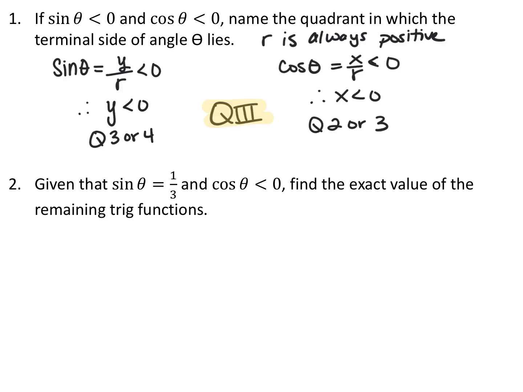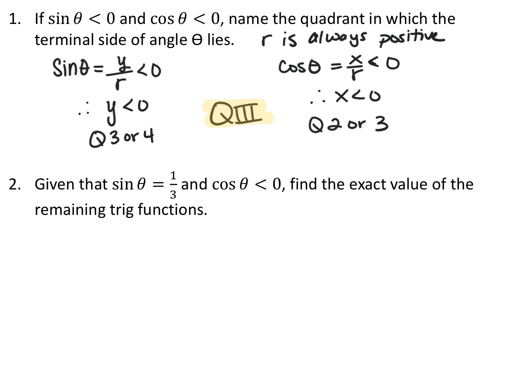So if sine is negative, that means that my y over r ratio is negative, and r is a distance, so it's always positive, so therefore my y coordinate must be negative, which means we must be in either quadrants 3 or 4. And if cosine is negative, that means your x over r ratio is negative, and again, r is always positive, so that means your x must be negative as well, which means you must be in quadrants 2 or 3. So if you have to be in quadrants 2 or 3 and in quadrants 3 or 4, therefore you must be in quadrant 3.